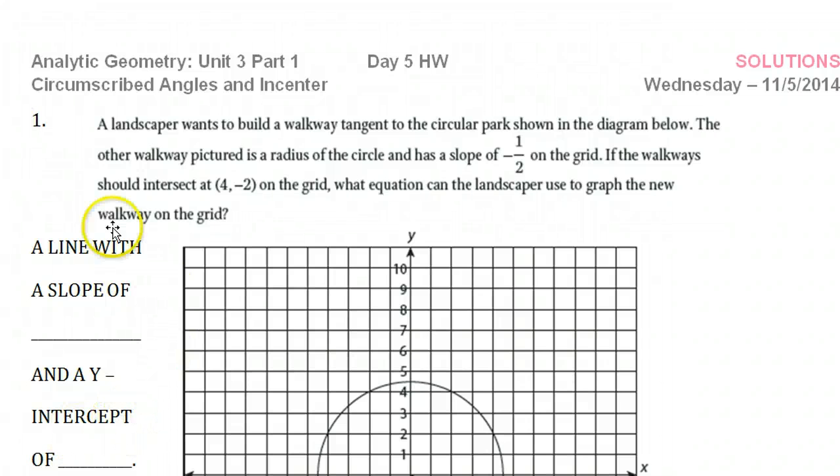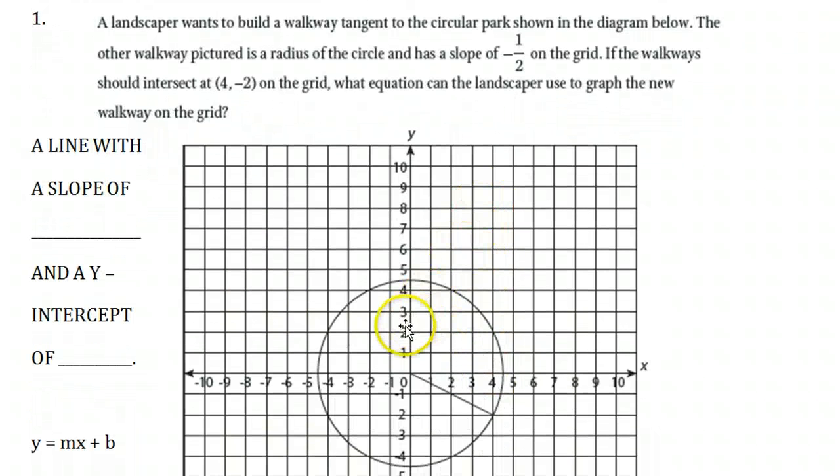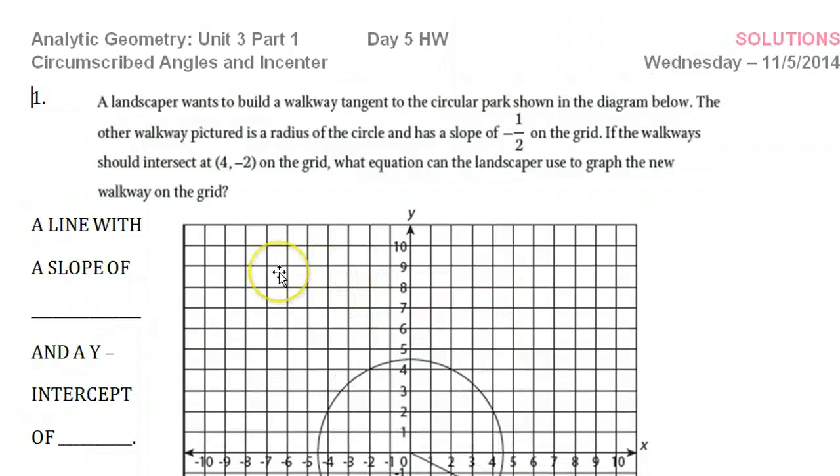Alright, this lesson is about circumscribed angles and something called the incenter, which is a kind of triangle center that you could get by putting a circle inside of a triangle. Alright, let's take a closer look.